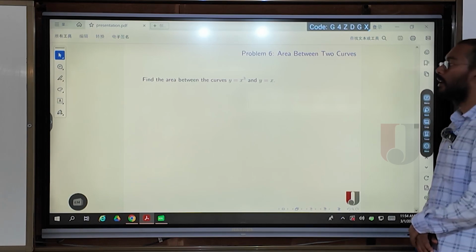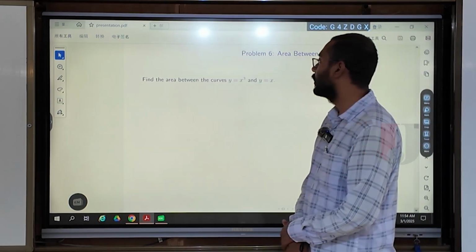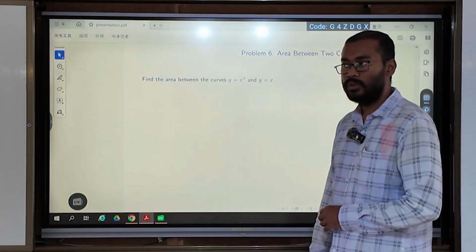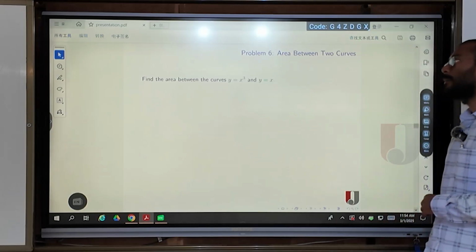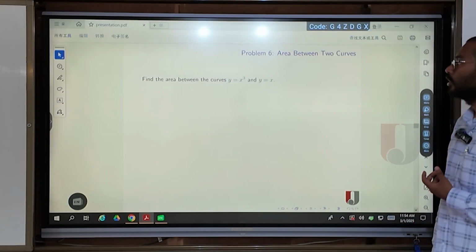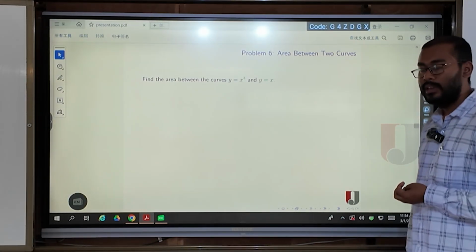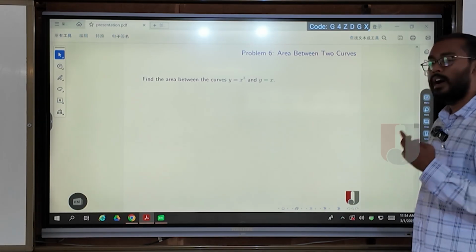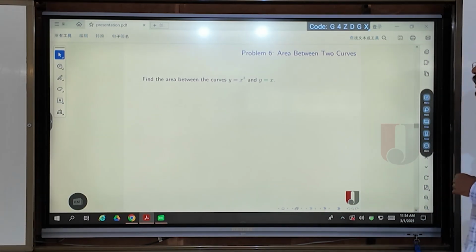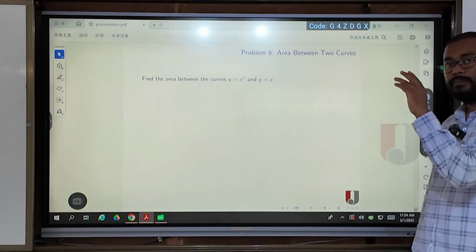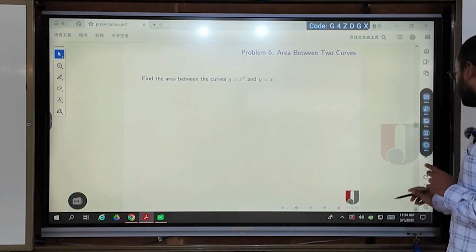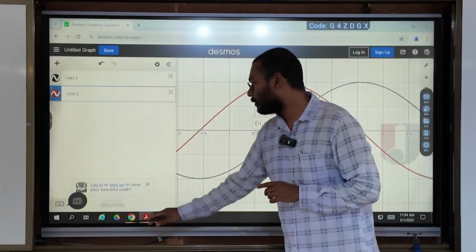Now another thing is to find the area between the curves y equal to x cube and y equal to x. With a similar approach, first we have to draw the two curves, y equal to x cube and y equal to x. After that we have to find out which curve is above and which is below. Then we do above curve minus below curve. Okay, so let us see how the curves look.